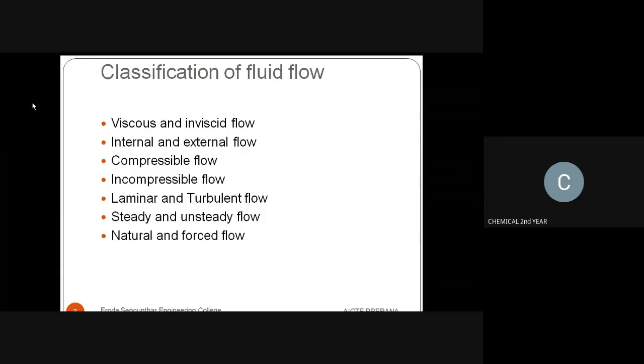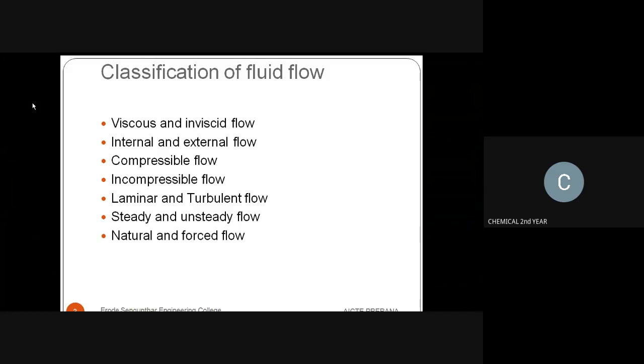Going for the classification of fluid flow. The fluid flows are classified into various types. Depending upon the nature of the fluid, the flow of the fluid varies accordingly, right? So right from viscous flow and inviscid flow, internal and external flow, compressible flow, incompressible flow, laminar flow and turbulent flow, steady flow and unsteady flow, natural flow and forced flow.